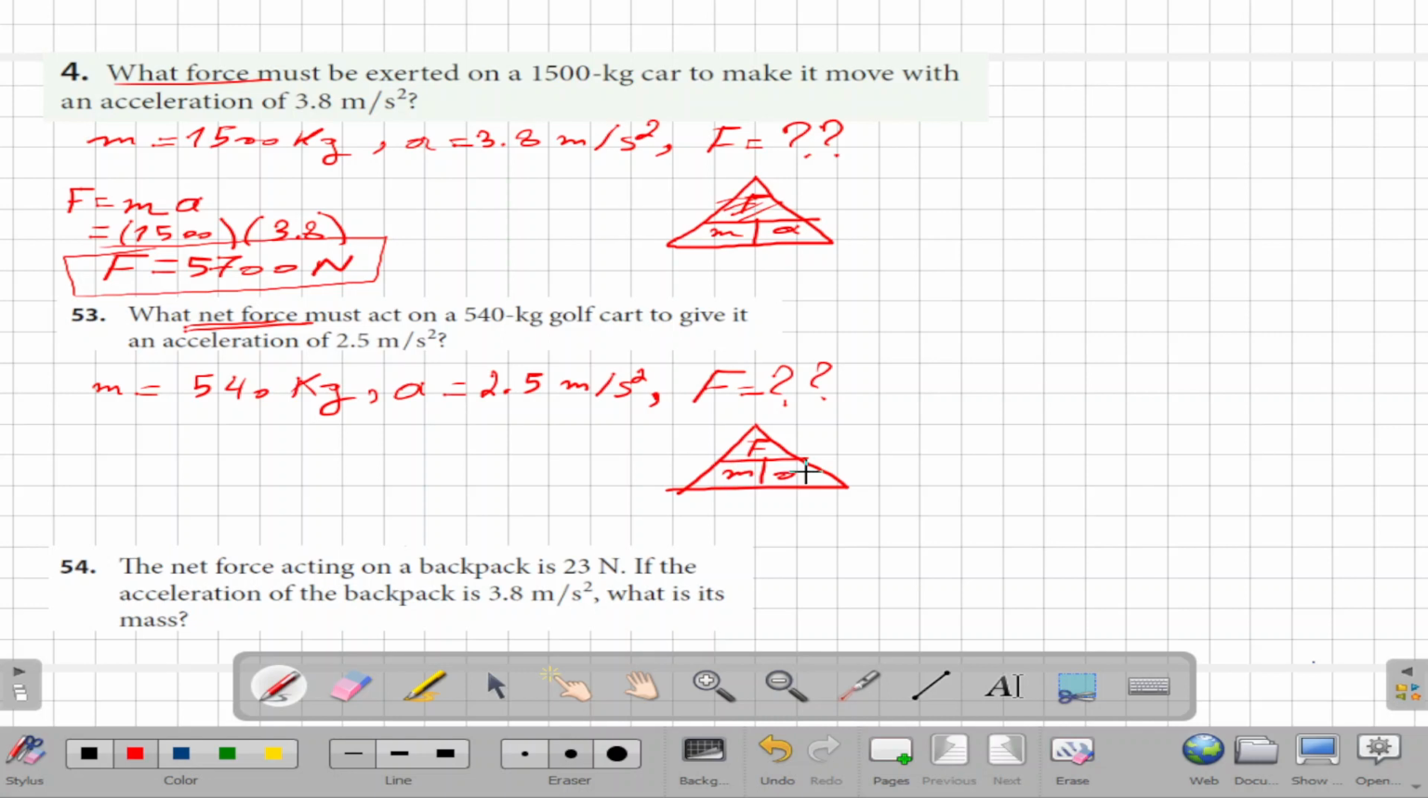So let's construct our triangle of this formula. F, M, A, hide F. We will get that the net force is equal to M times A. Substitute the values. We have the mass 540 kilogram and the acceleration is 2.5. Plug these values in the calculator. We will get the magnitude of this force, and the magnitude of this force in this case is 1350. And also, since the mass is in kilogram and the acceleration is in meters per second squared, all the values here are in SI units, so we should also have the final answer in SI units, and we know that the SI unit of the force is the Newton.